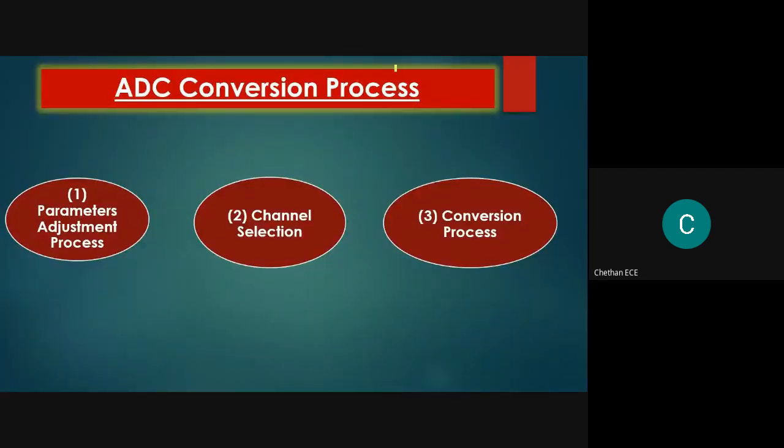ADC conversion process. An ADC conversion process can be divided into three segments. First one is the parameter adjustment process, then the channel selection process, and then the conversion process.